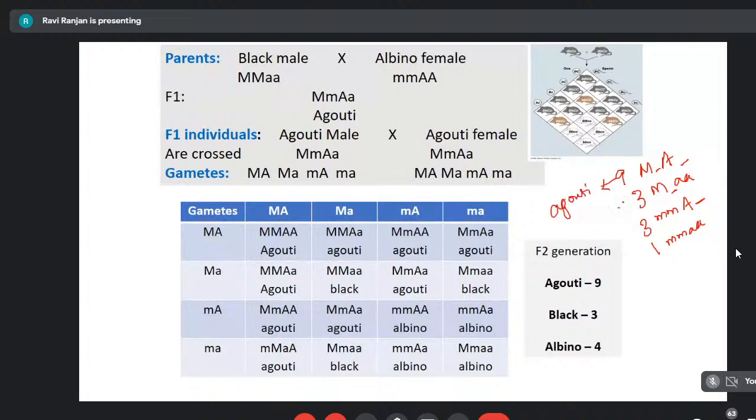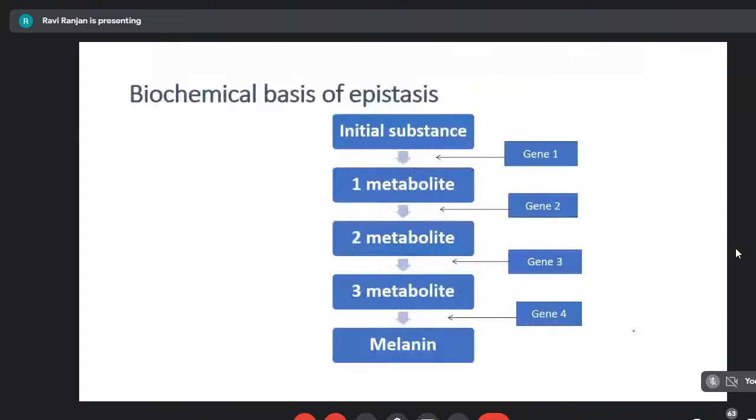So this is going to give you agouti, right? This is going to give you agouti. This is going to give you black. But this is not able to express its color in the presence of a recessive set of non-allelic gene, and so it is white, and this is already white. So here the ratio comes, these 2 white get added, so this ratio comes as 9:3:4, right? So the ratio for a recessive epistasis is 9:3:4.